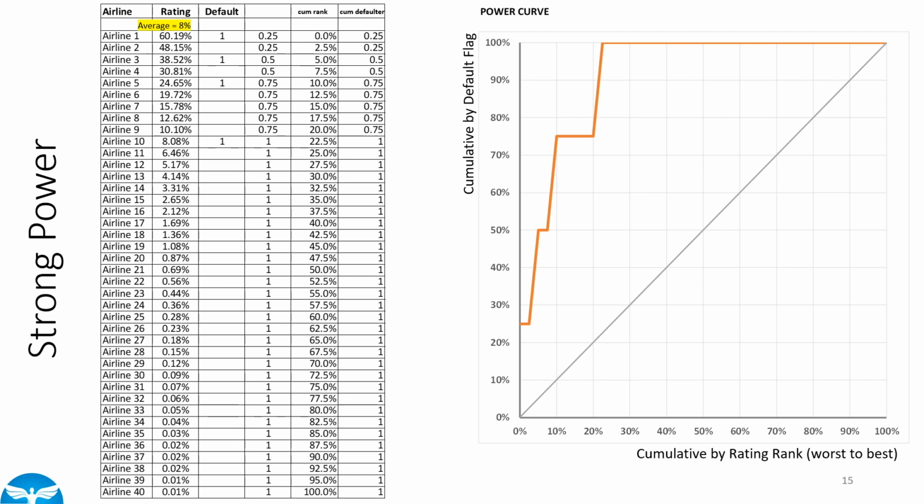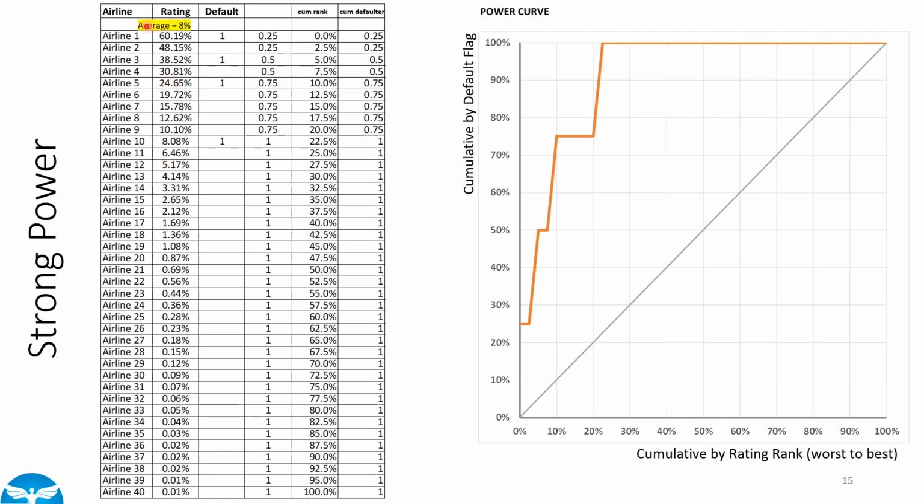If we first look at the power of discrimination between the good airlines and the bad airlines, I'm here showing an example where you have 40 airlines, airline 1 through 40, and they have ratings here in ascending order. So the weakest are on top and the strongest at the bottom. Okay, so this is the rating that was assigned, the probability of default over 1 year.